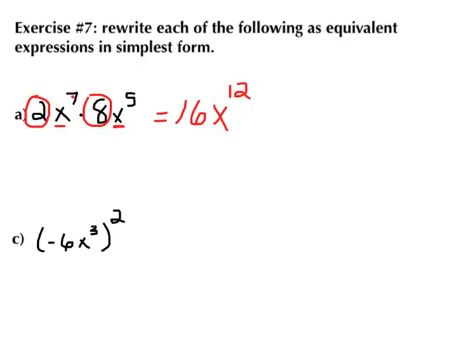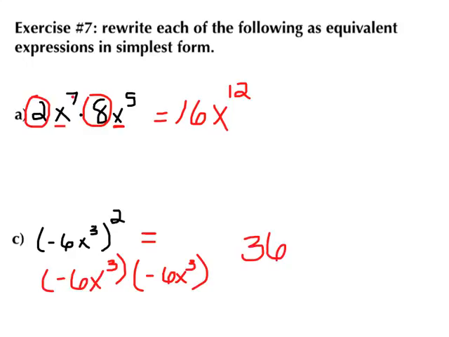Let's take a look at letter C now. This is still tricky, but you may be able to figure out the rule on this guy, or the shortcut. I'm going to write this negative 6x cubed out twice. Negative 6 times negative 6 is going to give me a positive 36. x cubed times x cubed, when you multiply them together with the same bases, I can go ahead and add my exponents, x to the 6th. Remember what I told you earlier in the video, that I have an even exponent, so I'm going to have a positive answer.